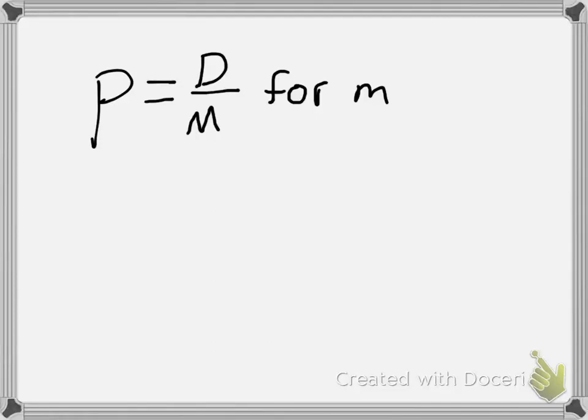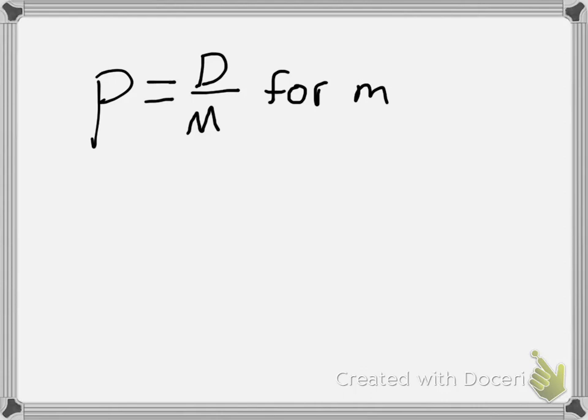Alright, so this next set of literal equations has some of the last ones that you looked at, but it also has a couple of harder ones. So we're going to try this example first. This one is P equals D over M, and we're solving for M.